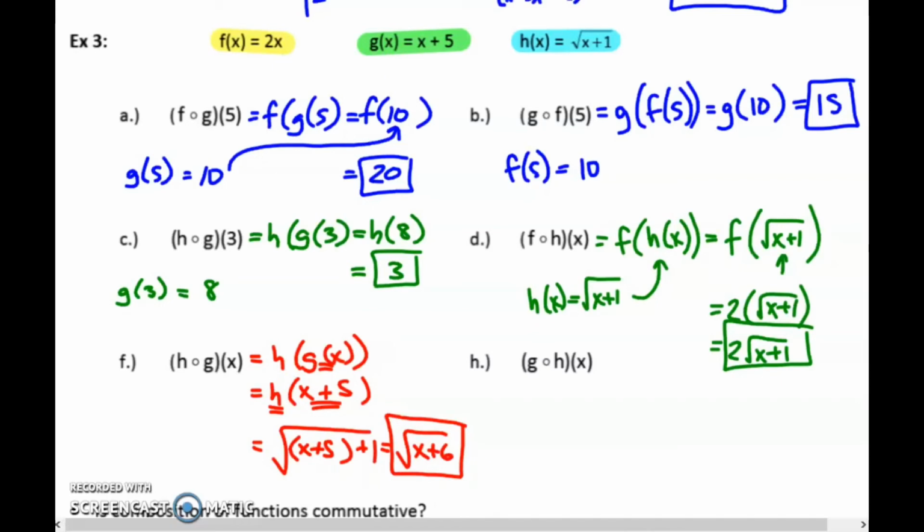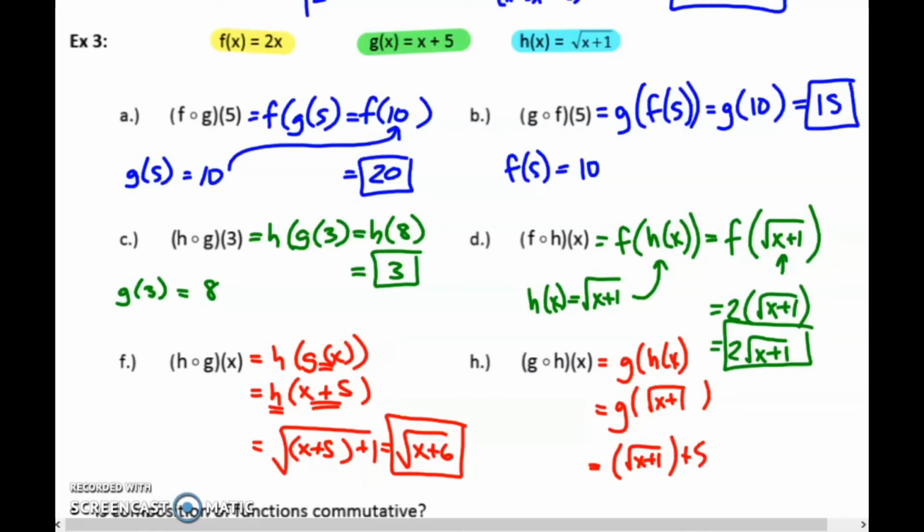Well, let's see what happens here with g of h of x. So what this tells me to do is take g of h of x, which is going to be g of, what's h of x? You look up above, that's the square root x plus 1. And what does the g function tell you to do? The g function tells you to take input plus 5. So input plus 5 is going to be square root x plus 1 plus 5.